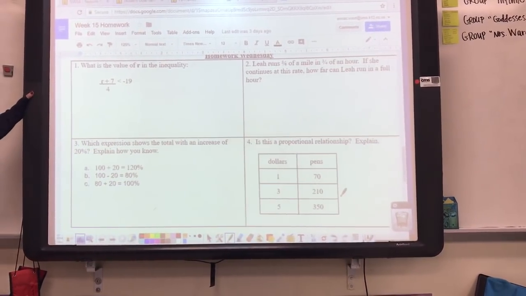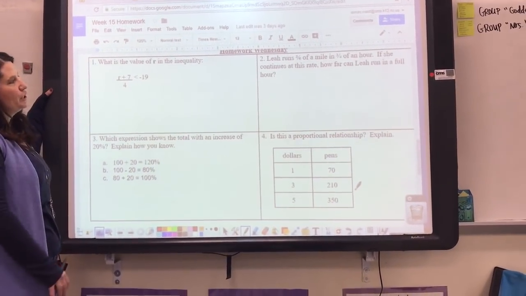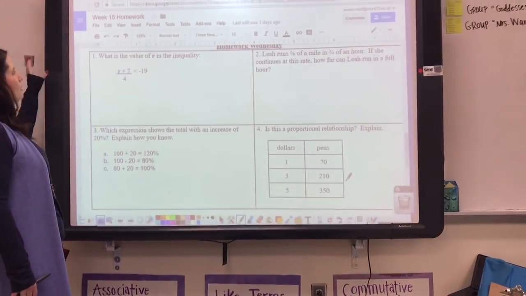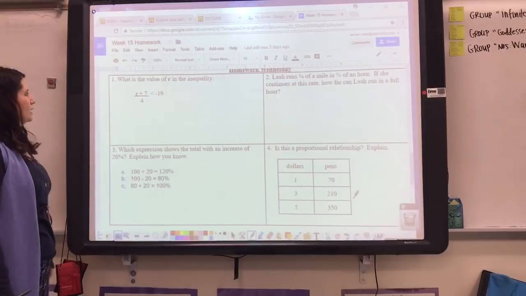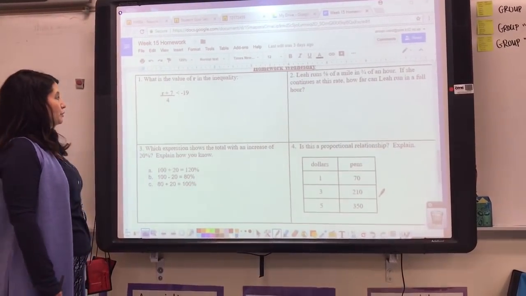Okay, so here we are back with homework week number 15. We're going to go over Wednesday. The first problem, number 1, is an inequality. So we're going back earlier in the school year in a review.